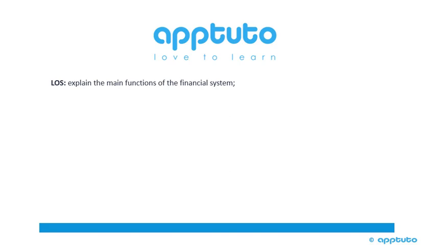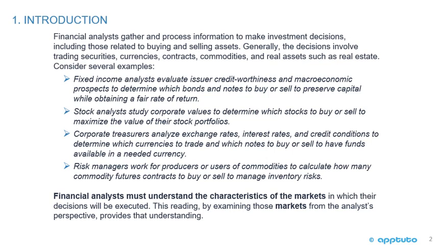This LOS is explain the main functions of the financial system. Before we jump into this LOS, we'll just do a quick introduction. Financial analysts gather and process information to make investment decisions, including those related to buying and selling assets. Generally, the decisions involve trading securities, currencies, contracts, commodities, and real assets such as real estate.